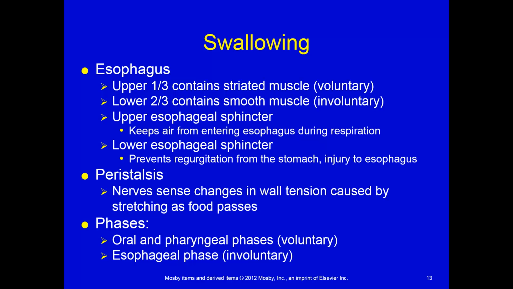Now, we know that obviously the lower 2/3 of the esophagus contains more involuntary smooth muscle, because that's the muscle that controls peristalsis to move that food down from the esophagus into the stomach. But interestingly, the top part actually is voluntary. It does actually contract and assist with your actual voluntary swallow.